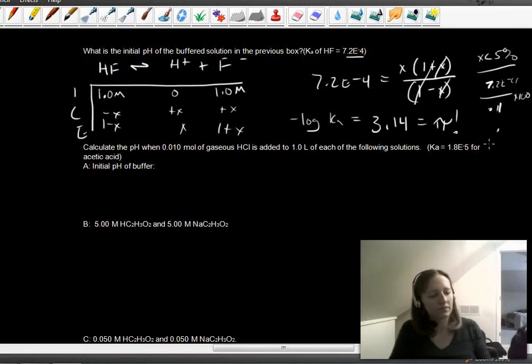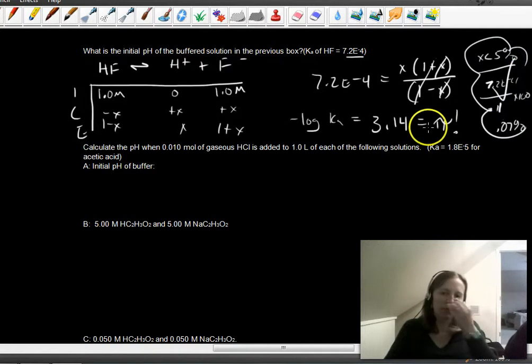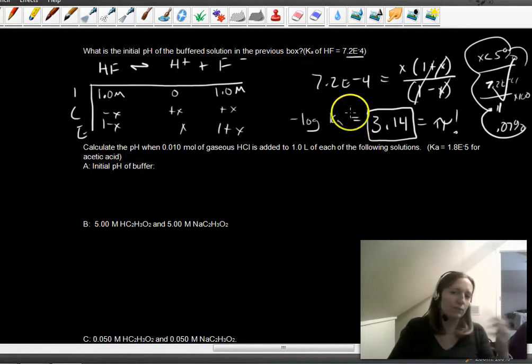Remember, it's 1, not 0.1. Yeah, it is 1. It's 0.07%. We'll be fine. So our pH is 3.14, and that's of this buffered solution.